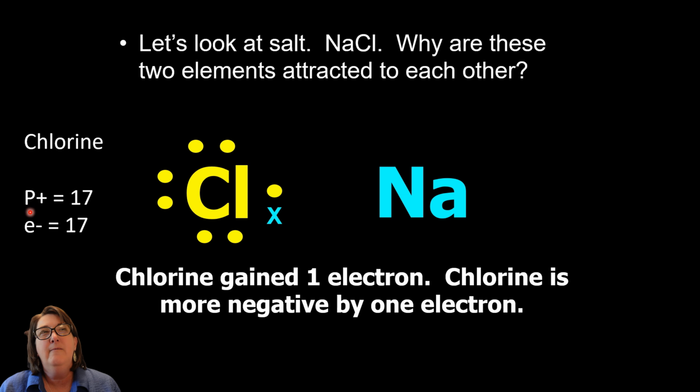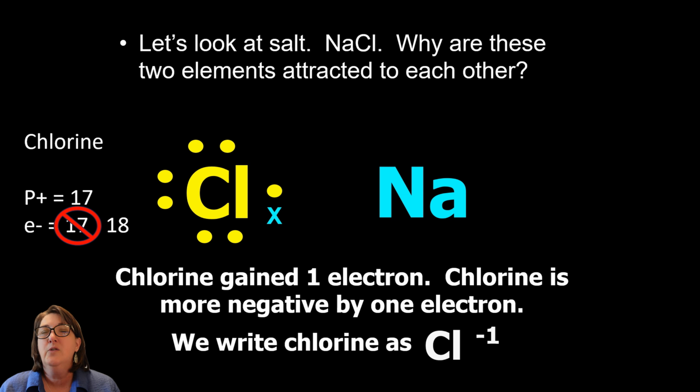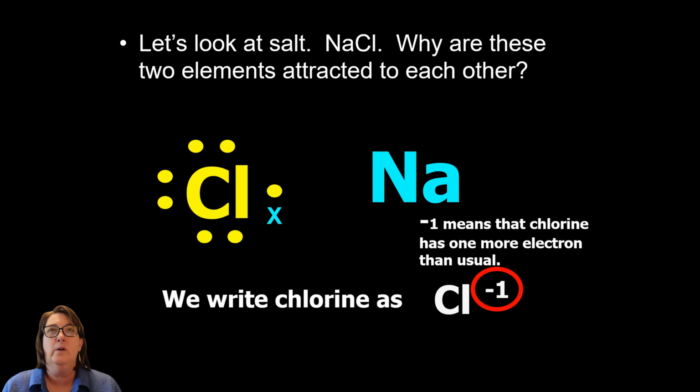So chlorine has 17 protons. That's what makes chlorine chlorine. A stable, neutral chlorine atom is going to have 17 electrons. But here it gained 1 more. So this chlorine no longer has 17 electrons. It now has 18. So is it more positive or is it more negative? It's more negative, and it's more negative by 1. So we write chlorine out as chlorine 1 minus, or minus 1.